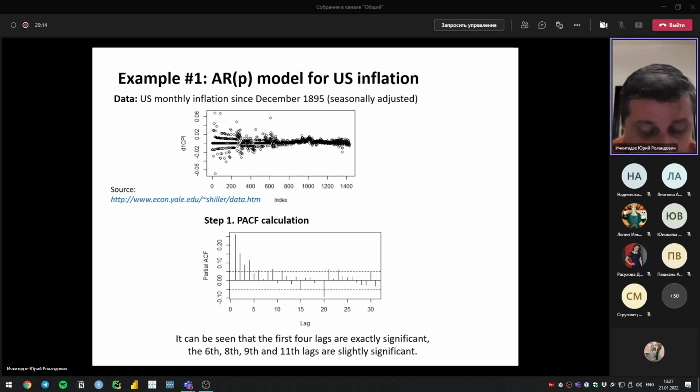Here it is necessary to predict this monthly inflation. For this, it is necessary to build an AR model. In the first step, we calculate the PAC function. That is, we run the function. It is in the handouts. There is the file AR model example. This file contains all the syntax of the used function. So let's calculate this partial autocorrelation function. Here you can see the result.